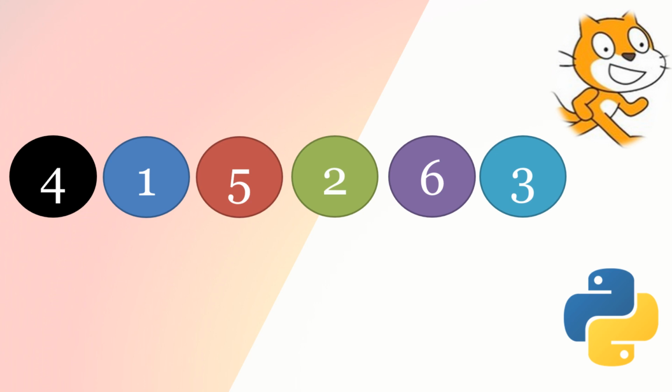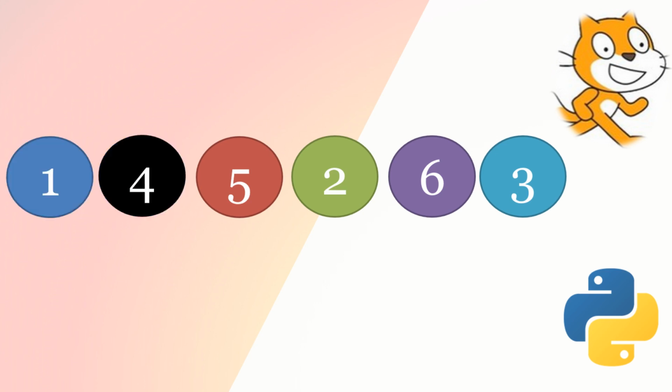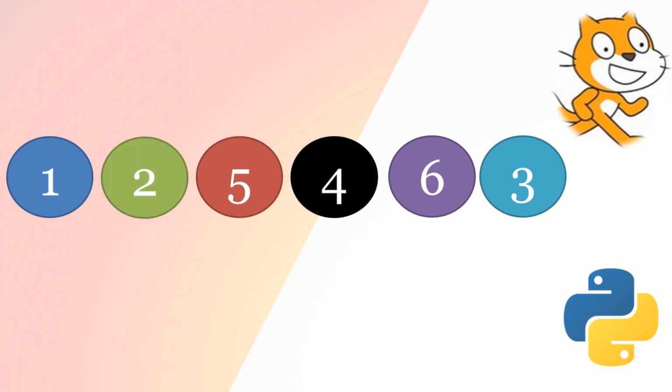So if we look at how we could do that with 6 numbers, here we have 4, 1, 5, 2, 6 and 3. Now 1 is the lowest number in this example. We want that in the first place, so we change that with the 4. Now the second number is 2, so we change the 4 again with 2. We swap the places. Next number is 3, which is in the 6th place. So the red number 5 will change places with the 3.